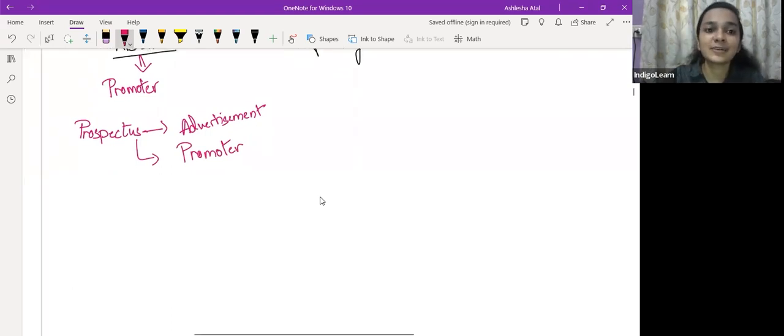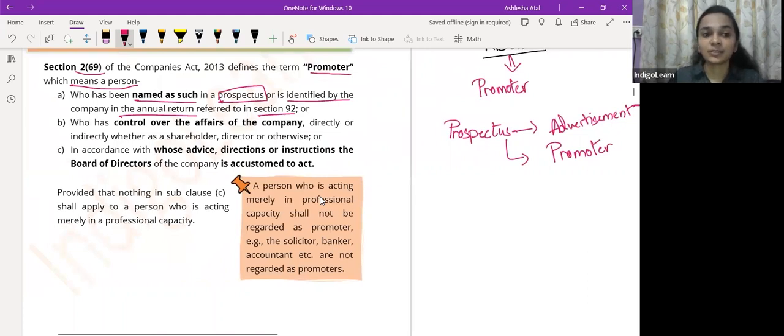So the first point which we understood here, the first point A says that promoter means a person जिसका नाम प्रोस्पेक्टस में एज अ प्रमोटर स्टेट किया गया है, who is identified as a promoter, who is named as a promoter in the prospectus of the company or the annual return of the company. So हर साल कंपनी के ऊपर एक रिक्वायरमेंट होता है, and that is the company has to file its annual return under section 92. That annual return has to be filed by the company within 60 days of the AGM. ठीक है, so कंपनी का जब AGM हो जाता है, एनुअल जनरल मीटिंग होता है, उसके 60 डेज में कंपनी को एनुअल रिटर्न फाइल करना होता है.